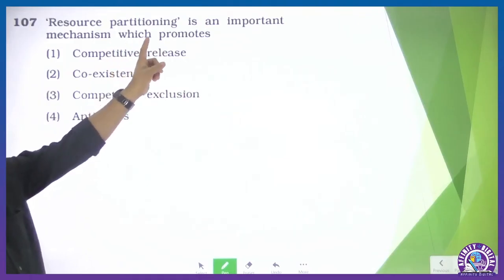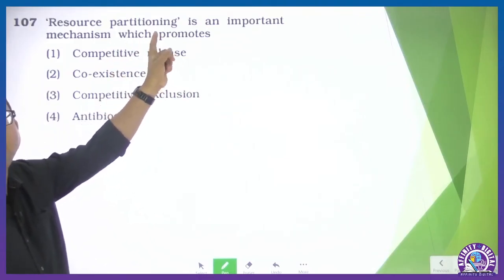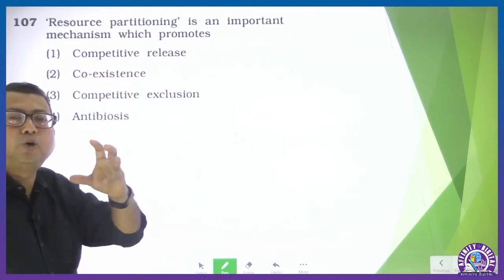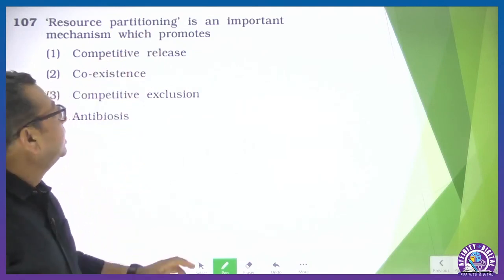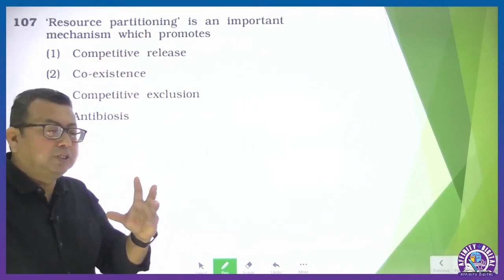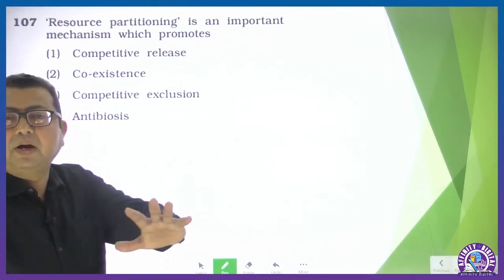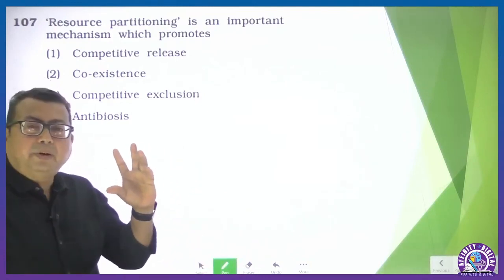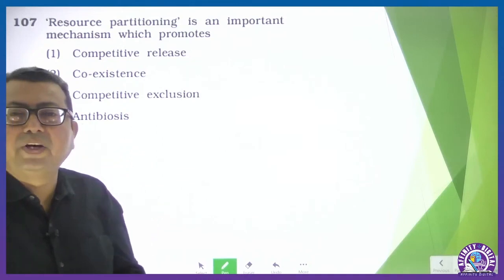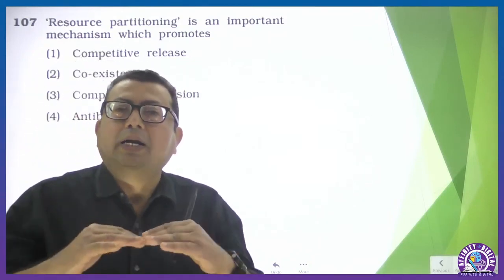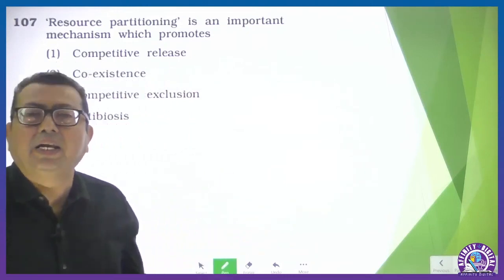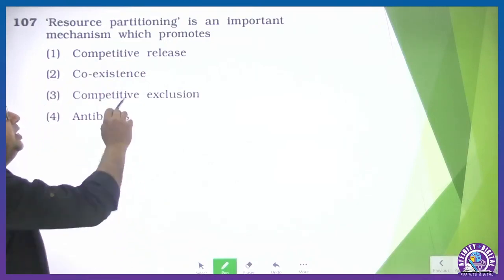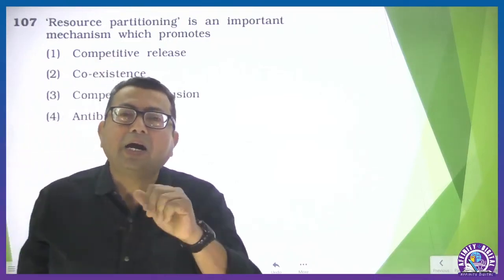This is a question on ecology, on the chapter organisms and population. Resource partitioning. Ecologically, resource matlab kya? Food and space. All species in the ecosystem are facing competition, but though the organisms are facing competition, they live in the same habitat indefinitely, though the resources are limiting, by evolving a mechanism called resource partitioning. Resource partitioning ka concept MacArthur ne diya tha.